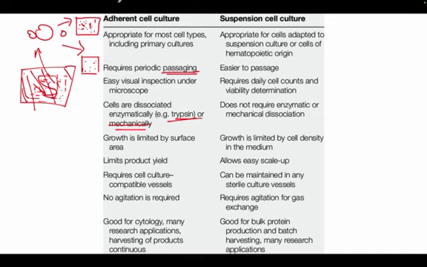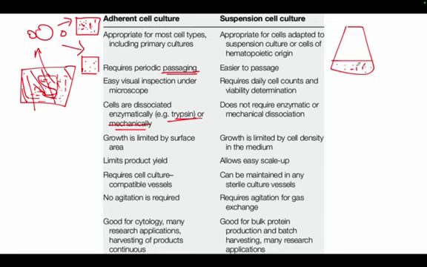So this is all about adherent cell culture. If we talk about suspension cell culture, it is easier to passage, so you don't have to detach it from the surface to add it. This is growing in my flask. I have this many cells. Cells are growing like this.